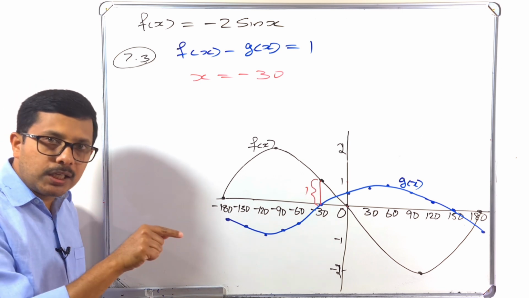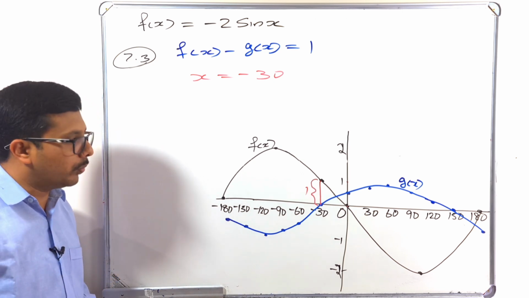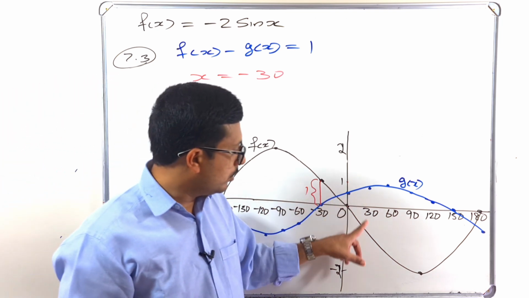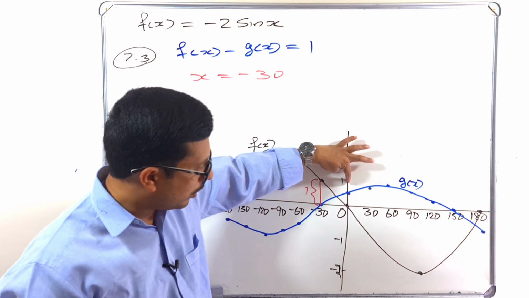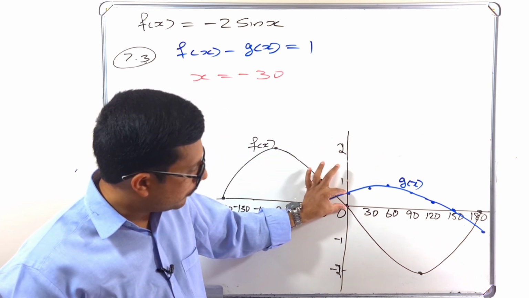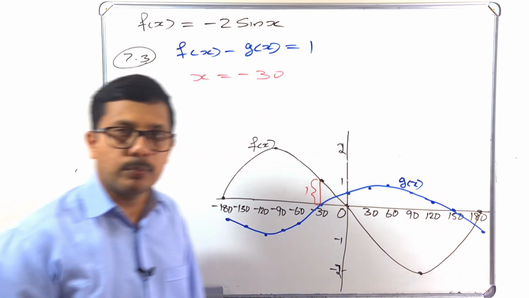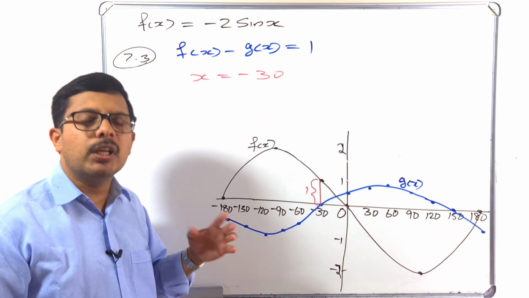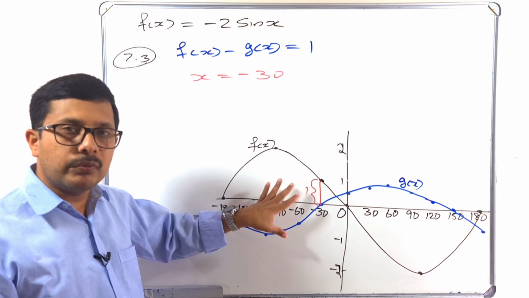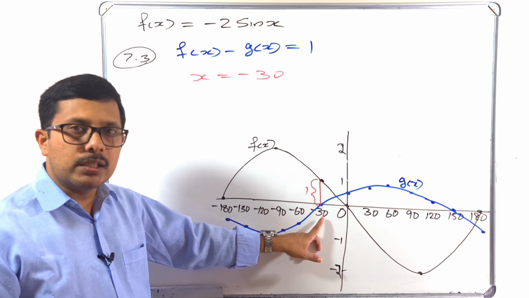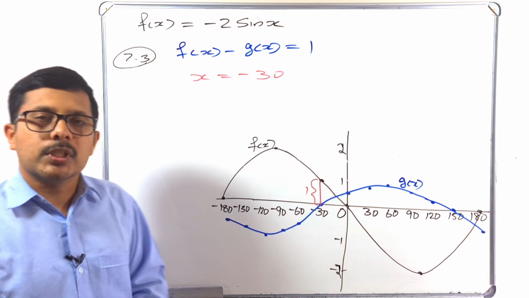So when x is minus 30, the difference between the two graphs is exactly 1 unit. But here you can check any other points. So this is 1. Okay, so here what is the difference? 0.5. So you can't find exactly 1 at any other points, or maybe there is exactly 1, but we can't find that point sharply. So the only point from our graph we can understand is when x is minus 30, the difference is 1. Okay, that is question number 7.3.